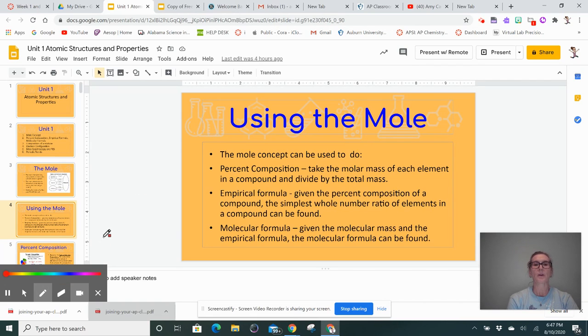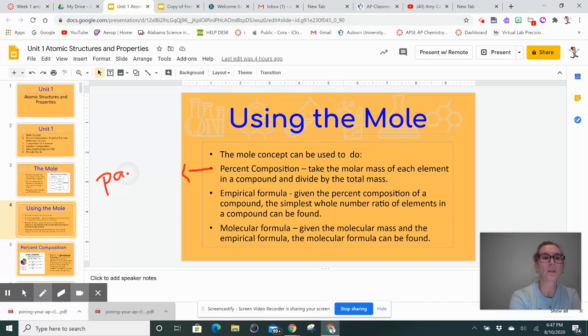Okay. So using the mole, again, it can be used to find percent composition. And remember, percent composition just means the part of something divided by the total. Over time, my handwriting will get better. It's been a long time since I've done this. So percent composition takes a particular part of that compound and its mass divided by the total mass of the compound. So we're going to take the molecular mass of each element and divide it by the total mass of the entire compound. That's percent composition.